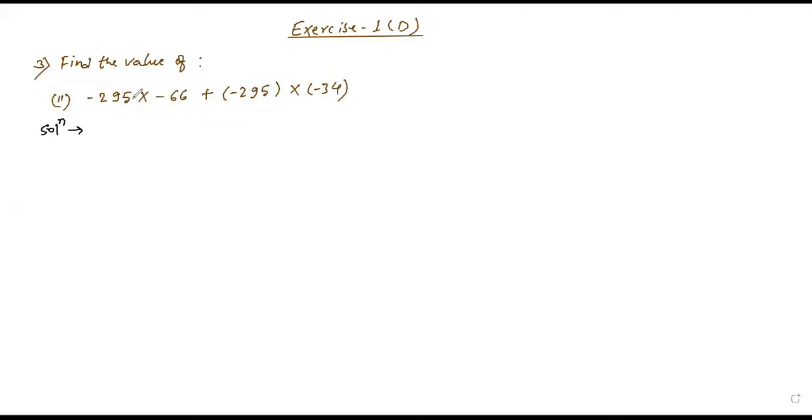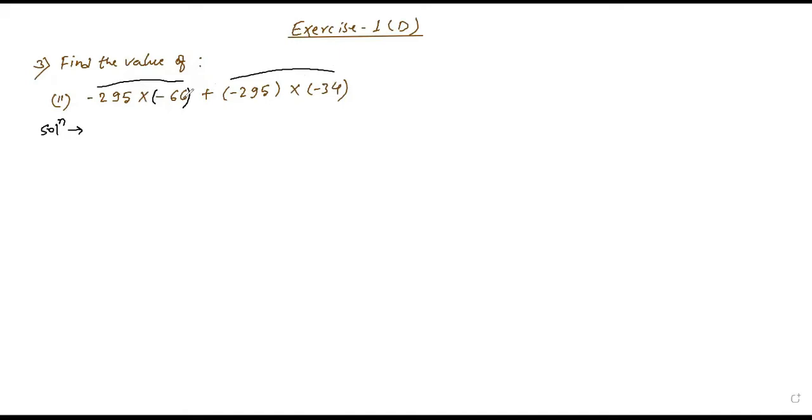Okay, this minus 295 into minus 66. Minus 66 is an integer. Minus 295 is an integer. Minus 34 is an integer. It's not a subtraction. Don't be confused. There is only one addition, and because of this addition sign, before this is the one term and after this is the second term.